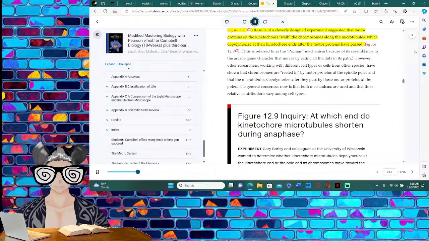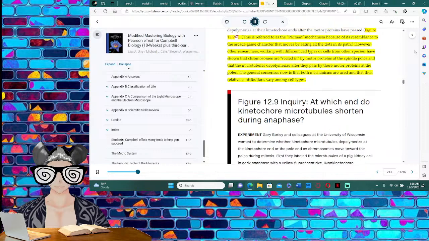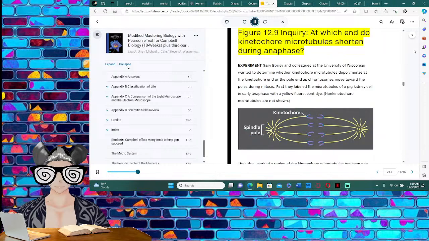Results of a cleverly designed experiment suggested that motor proteins on the kinetochores walk the chromosomes along the microtubules, which depolymerize at their kinetochore ends after the motor proteins have passed. Figure 12.9. This is referred to as the Pac-Man mechanism because of its resemblance to the arcade game character that moves by eating all the dots in its path. However, other researchers, working with different cell types or cells from other species, have shown that chromosomes are reeled in by motor proteins at the spindle poles and that the microtubules depolymerize after they pass by these motor proteins at the poles. The general consensus now is that both mechanisms are used and that their relative contributions vary among cell types. Figure 12.9 Inquiry: At which end do kinetochore microtubules shorten during anaphase?